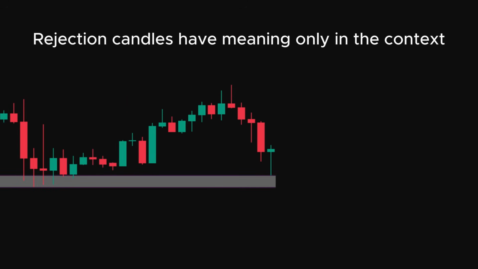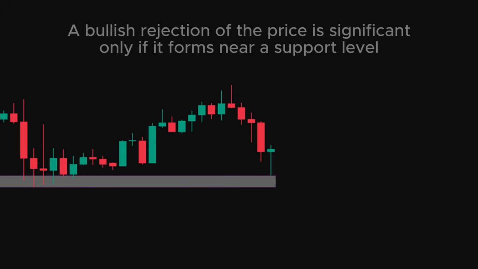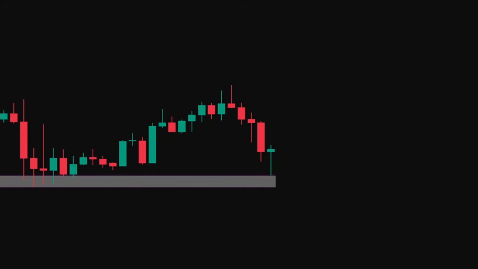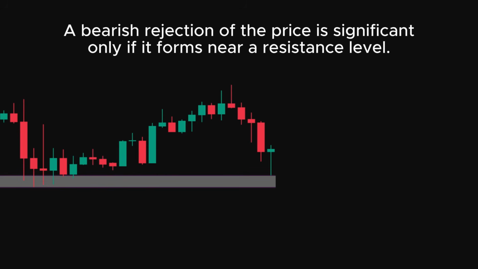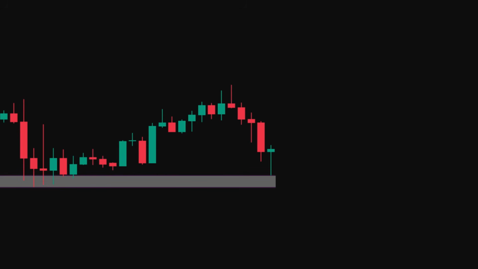Alright, as I said, rejection candles have meaning only in context. A bullish rejection of the price is significant only if it forms near a support level, and similarly a bearish rejection of the price near a resistance level. On this chart you can see that we have a support level in this price zone. Here you can see that the price declined to the support zone and then rejected.